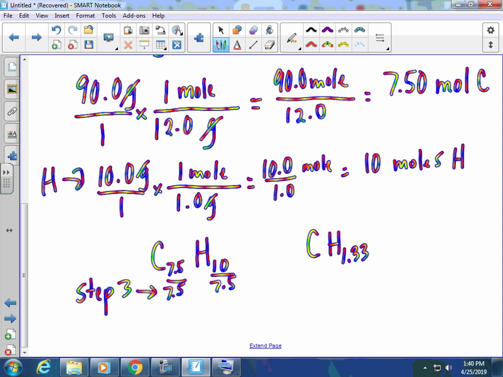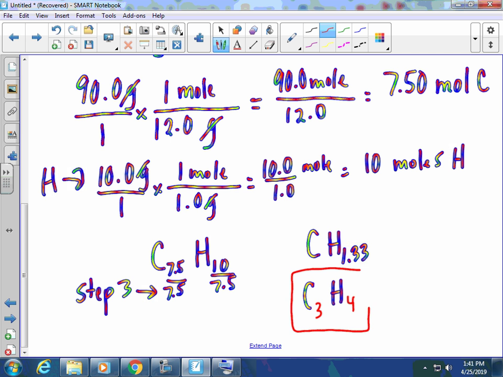Okay? So if I just double each one, then the empirical formula becomes C2H2.66. Still a problem. If I triple them, it would be C3, and then H would become 3.994. All right, close enough. So this is actually going to be our empirical formula. And that's what we're working on today.